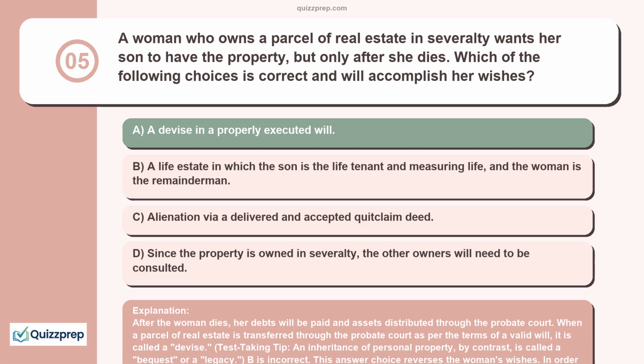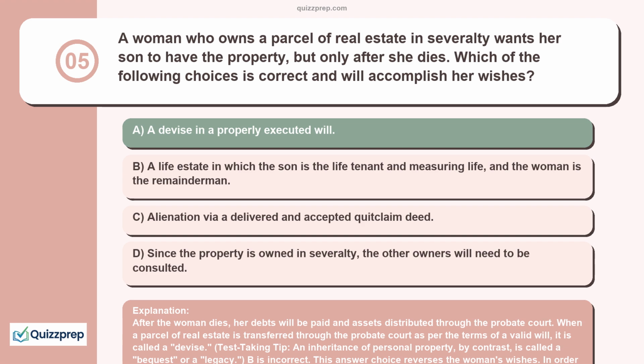After the woman dies, her debts will be paid and assets distributed through the probate court. When a parcel of real estate is transferred through the probate court as per the terms of a valid will, it is called a devise. Test-taking tip: inheritance of personal property, by contrast, is called a bequest or a legacy. B is incorrect. This answer choice reverses the woman's wishes.